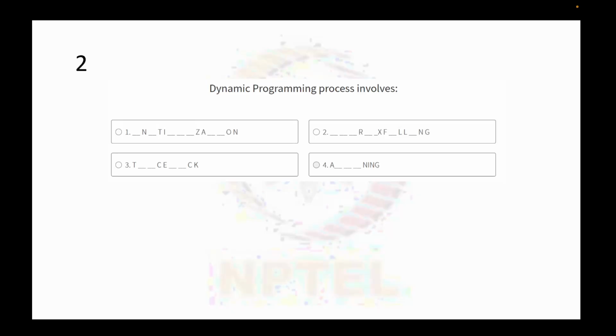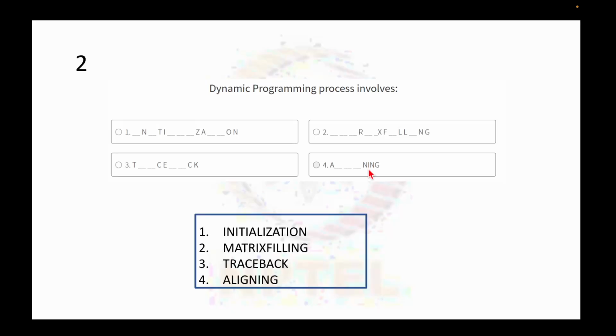So option 4 is the final one, that is aligning. So we initialize the matrix, then we fill the matrix, we do traceback, and finally obtain the alignment, or align the sequences. So these are the four steps involved in a dynamic programming process, mainly in the Needleman-Wunsch algorithm and the Smith-Waterman algorithm.